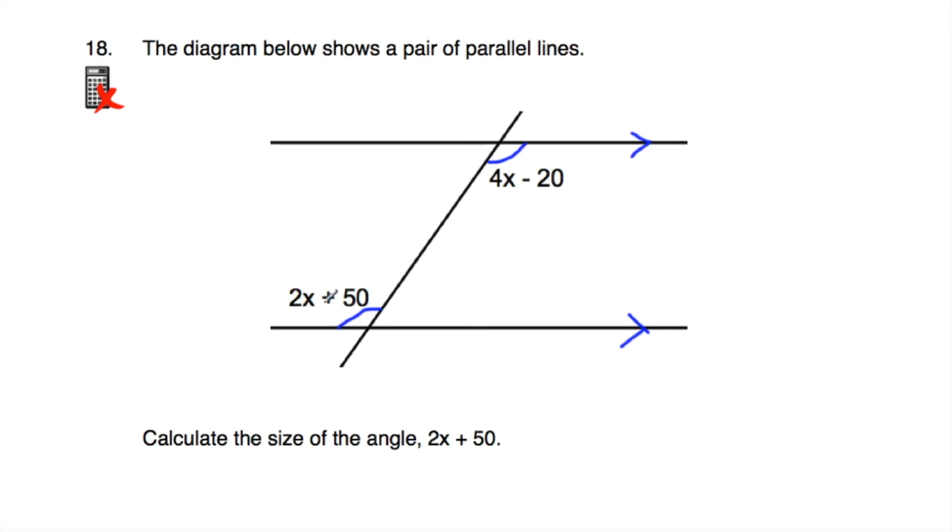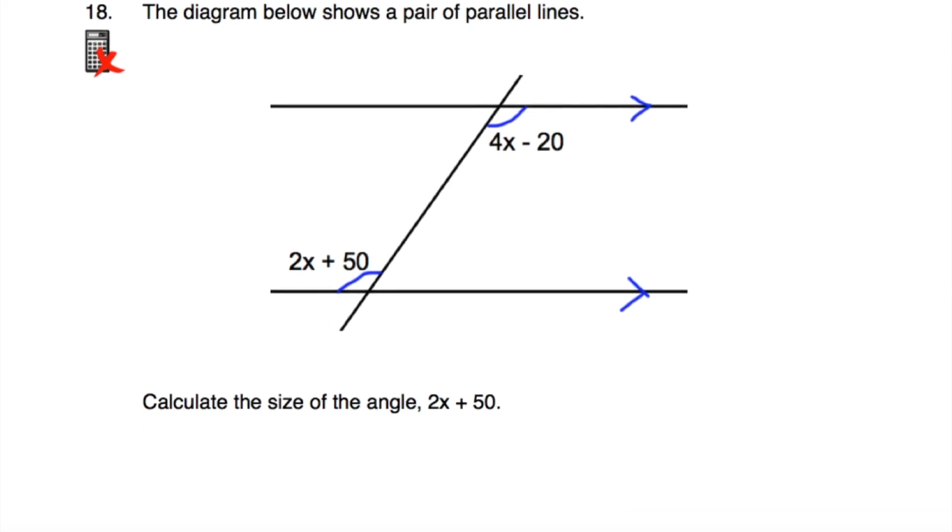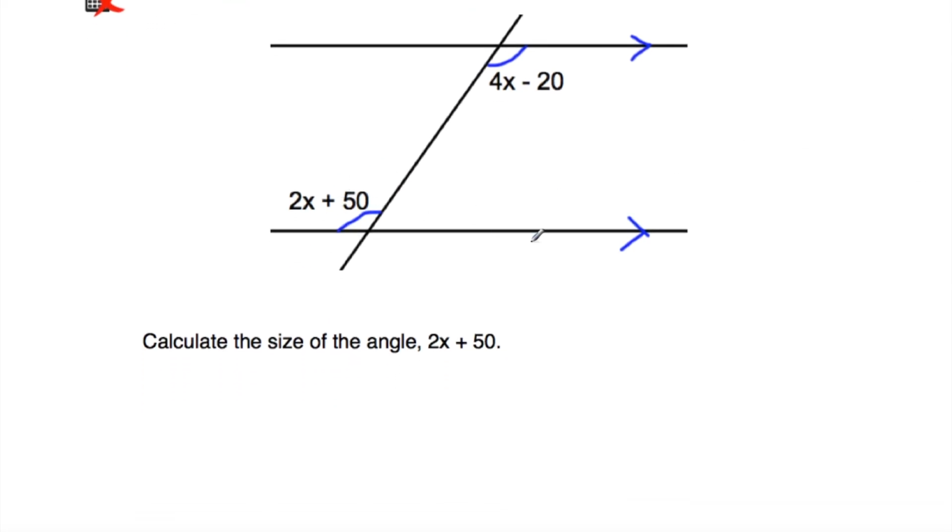But here we know that these two angles are equal to each other, and the question asks us to work out the size of angle 2x plus 50. So let's put them equal to each other. So 4x minus 20 is equal to 2x plus 50. So that's our equation. We're now going to solve this. We've got letters on both sides, so we want to get rid of the lowest number of x's. We've got 4x's and 2x's. The lowest number is 2x's, so we're going to take away 2x's from both sides.